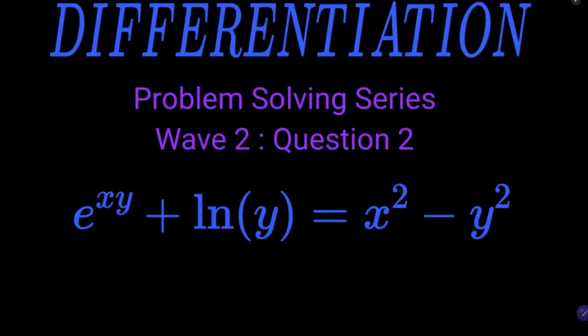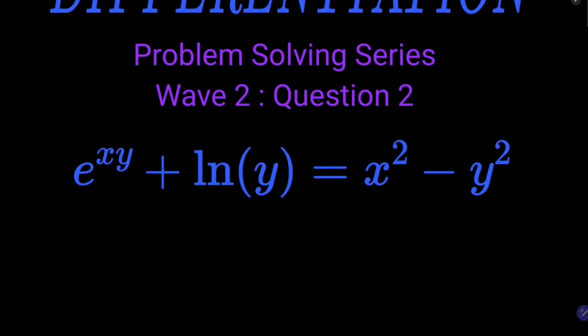So in this question, we are still going to use the knowledge of implicit differentiation which we applied in the previous example and the initial video on implicit differentiation in order to solve this question below. So first of all, what does this question ask us to find? This question asks us to find dy/dx, given that e to the xy plus ln of y equals x squared minus y squared.